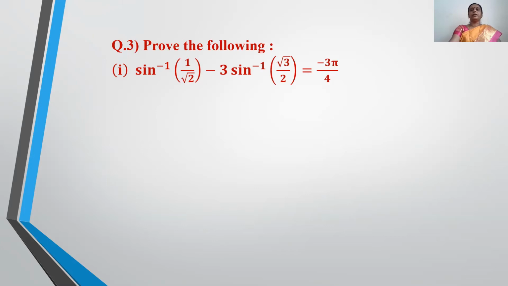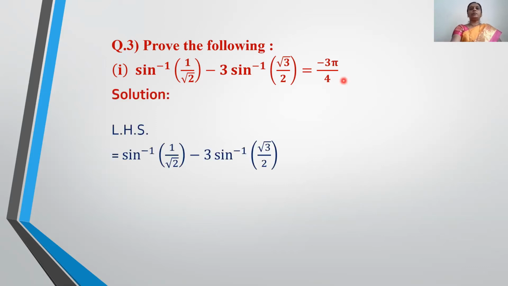Prove the following. In this first problem, sin inverse 1 by root 2 minus 3 times sin inverse root 3 by 2 is equal to minus 3 pi by 4. Now in the solution, you write down left hand side, that is equal to sin inverse 1 by root 2 minus 3 times sin inverse root 3 by 2.